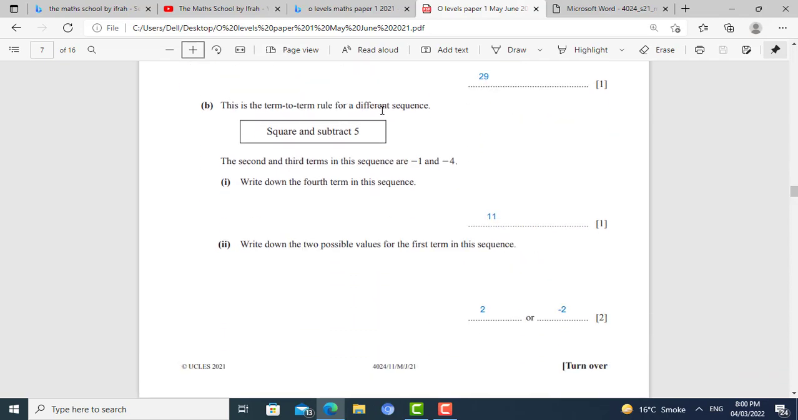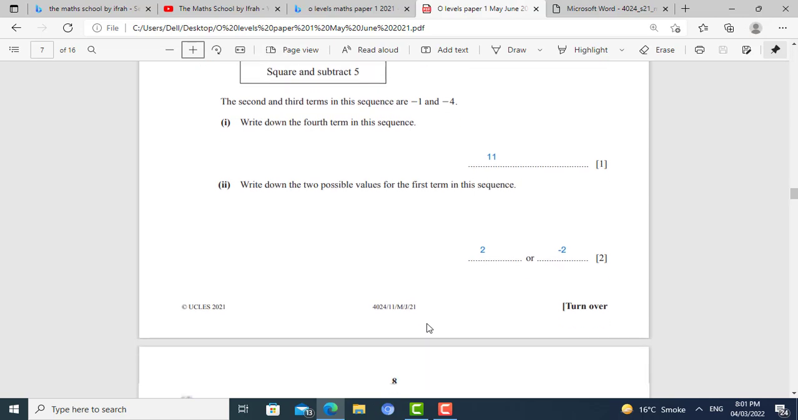This is the term-to-term rule for a different sequence: square and subtract 5. The second and third terms in the sequence are minus 1 and minus 4. Write down the fourth term in the sequence. We have to square minus 4, we get 16. And when we subtract 5 from 16, we get 11. Write down the 2 possible values for the first term in the sequence. They are 2 and minus 2, because 2 squared is 4 and 4 minus 5 is minus 1. So if the first term is 2 or minus 2, the second term is minus 1.